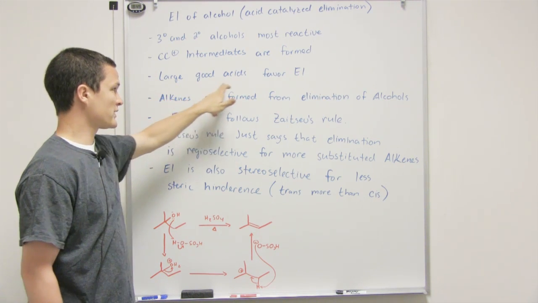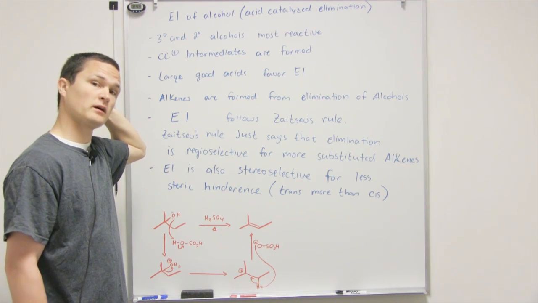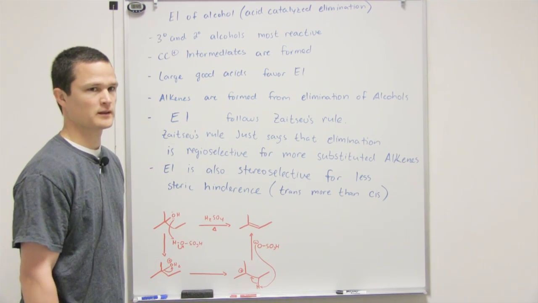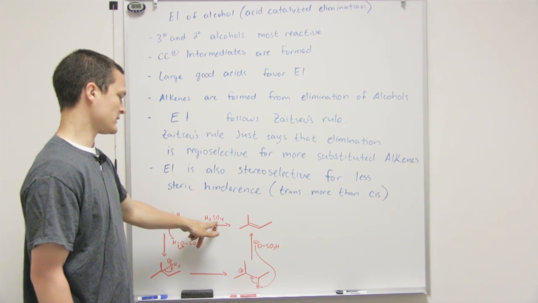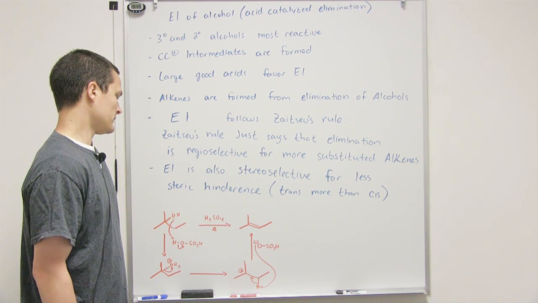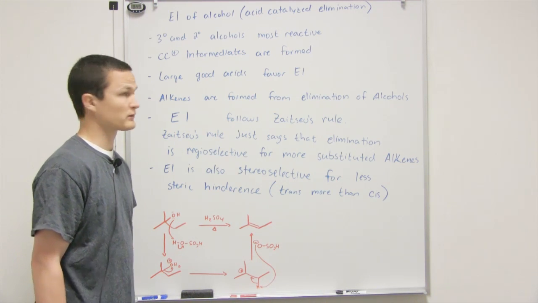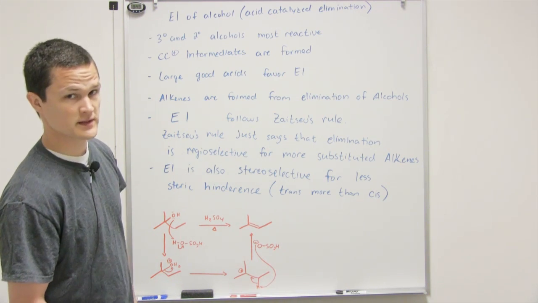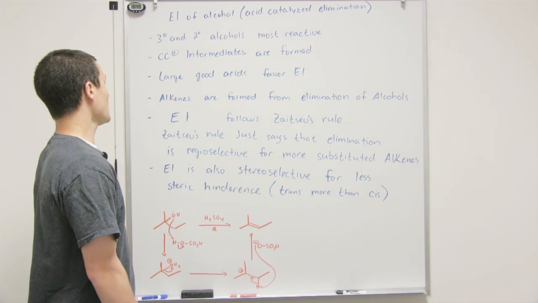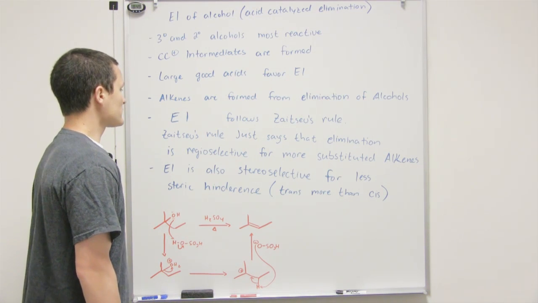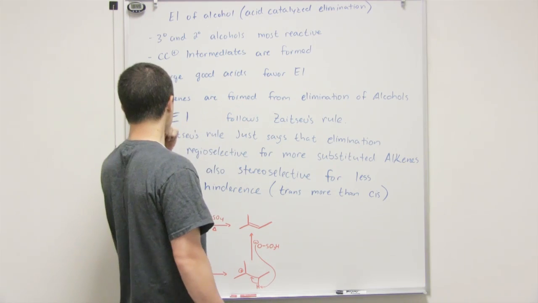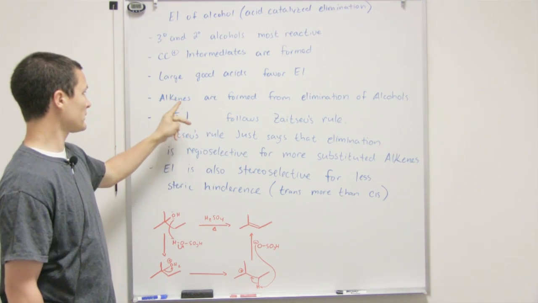Typically, we use large, good acids, fairly strong. They don't have to be super strong, they don't have to be sulfuric acid. It could be phosphoric acid, for example, but it's still large and it's still a fairly good acid. Those types of acids will favor E1.